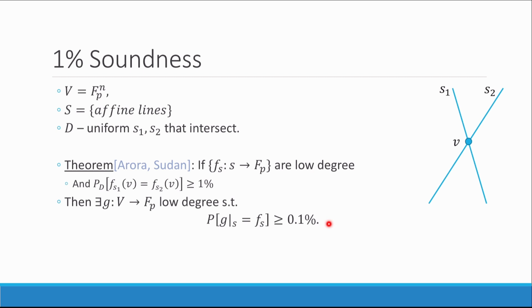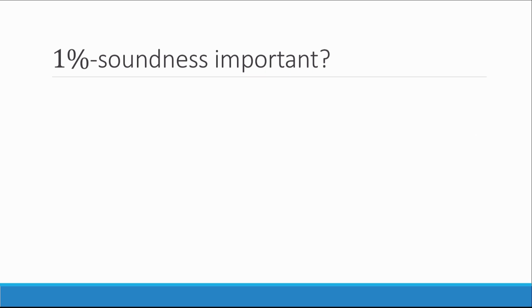I'm hiding sort of dependencies on this field size and so on, but I think that already this is interesting by saying that even if we pass the test a small fraction of the time, we can already find some inner structure in this set of local functions. This setup of 1% soundness is precisely the setup that we looked at in our work.